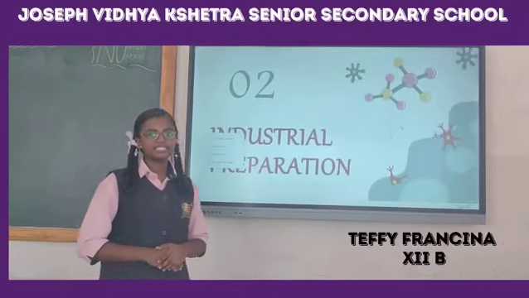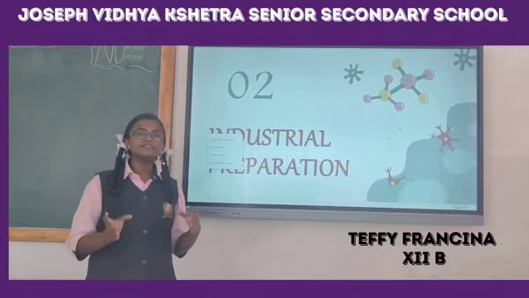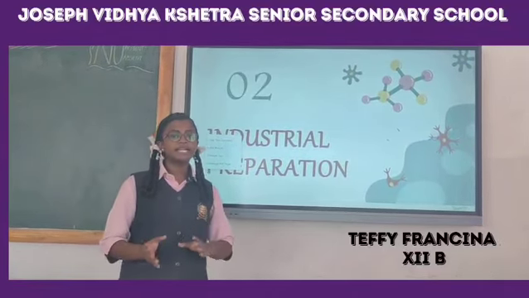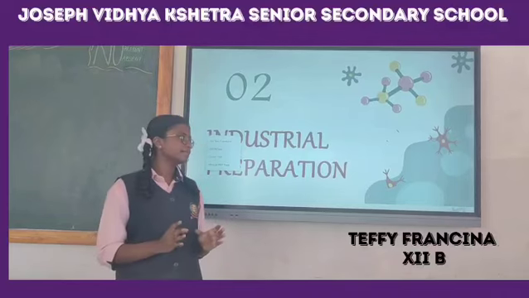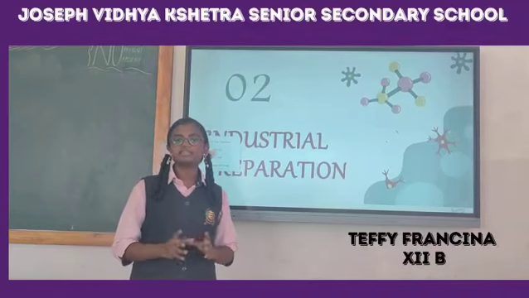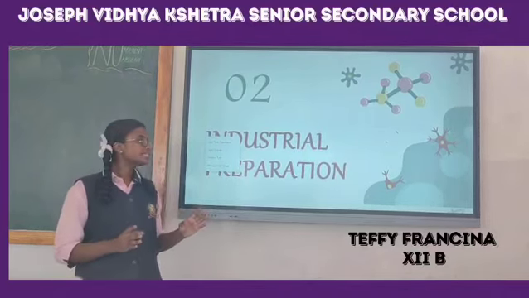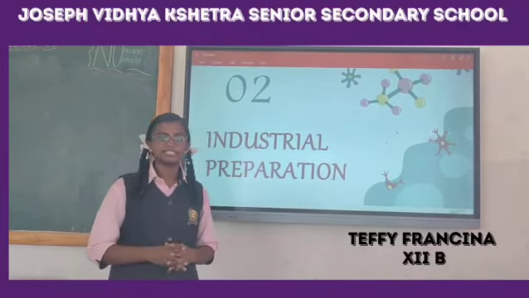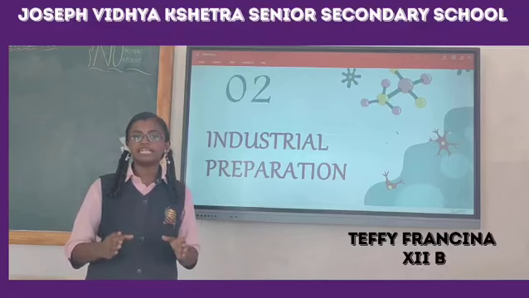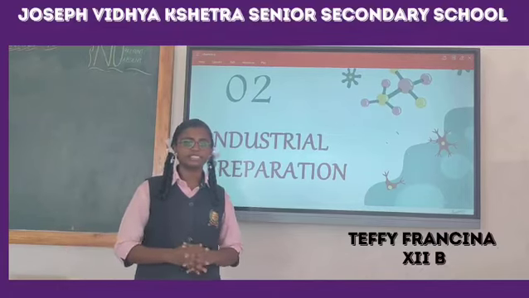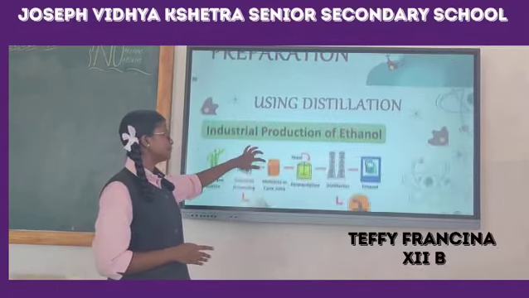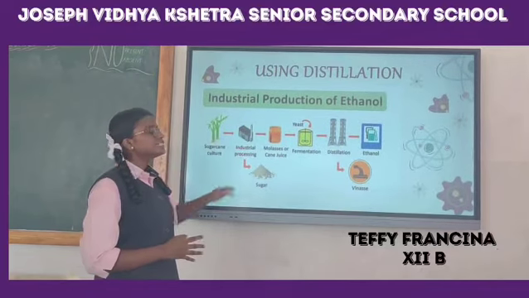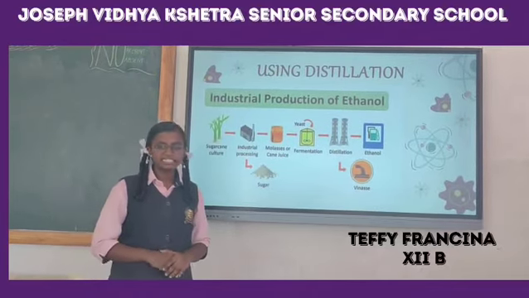Next, moving on to industrial preparation. Even though we have many traditional methods, people rely on industrial methods for some reasons, and one of those reasons is alcohol concentration. In the traditional method, we get an alcohol concentration of only 14%. So to obtain pure ethanol with 100% alcohol concentration, people go with the industrial preparation method. This method is done using distillation.